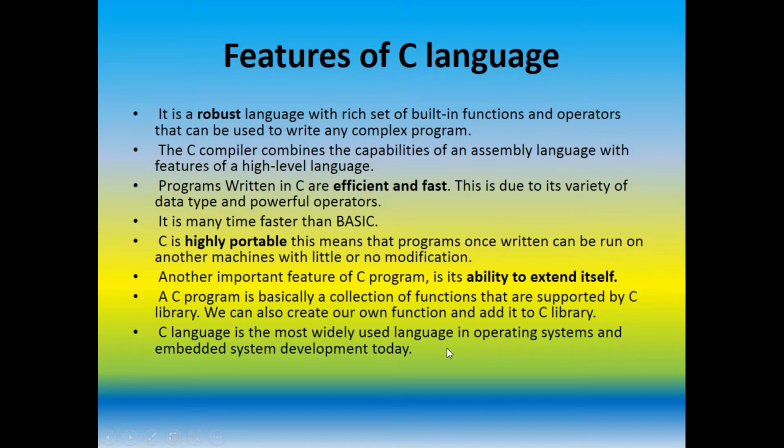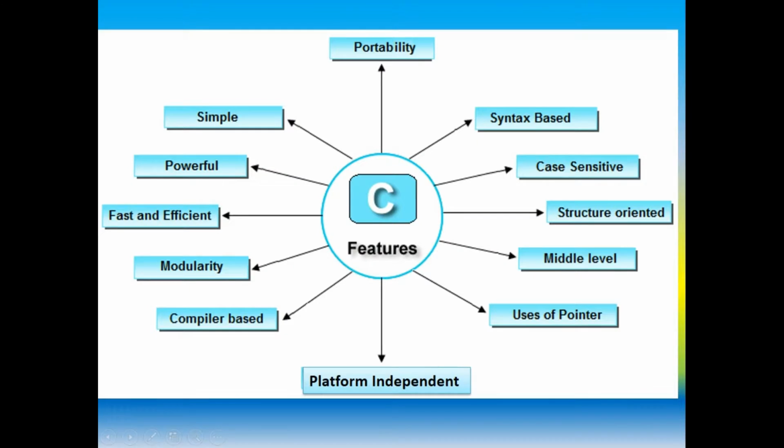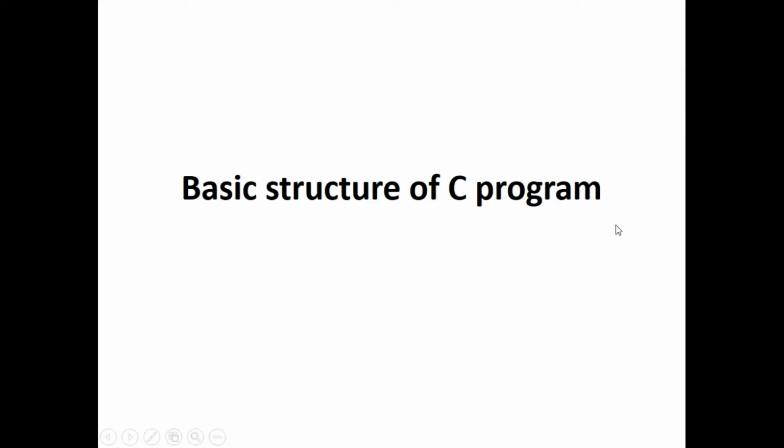Another important feature of the C language is its ability to extend itself. C language is the most widely used language in operating system and embedded system development today. So these are some of the features of the C language: portability, simple, powerful, fast and efficient, modularity, compiler based, platform independent, use of pointers, middle level, structure oriented, case sensitive, syntax based.